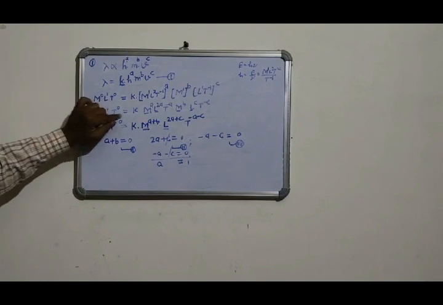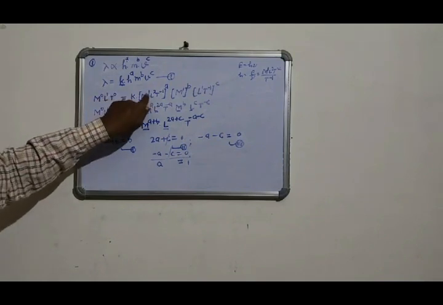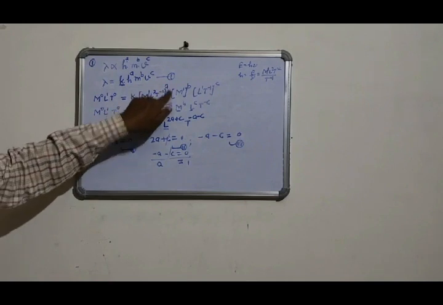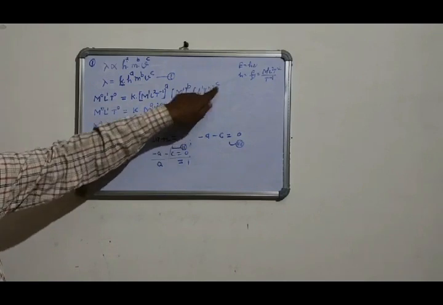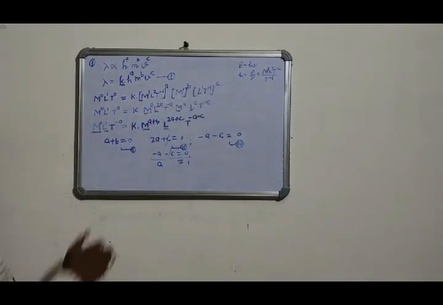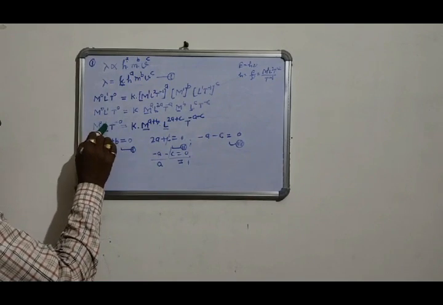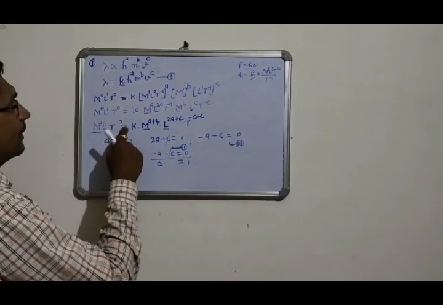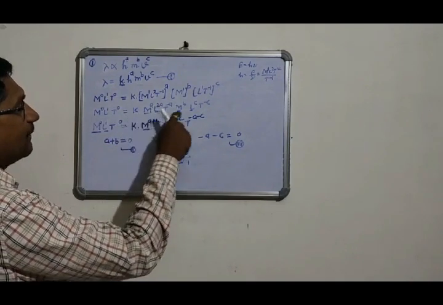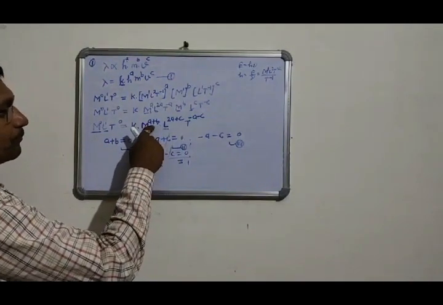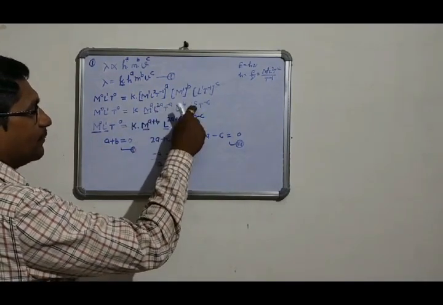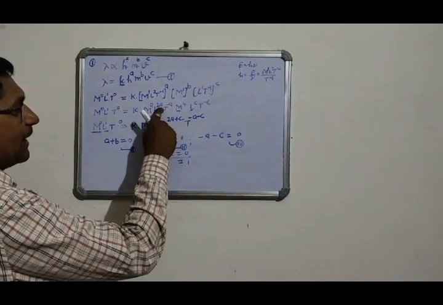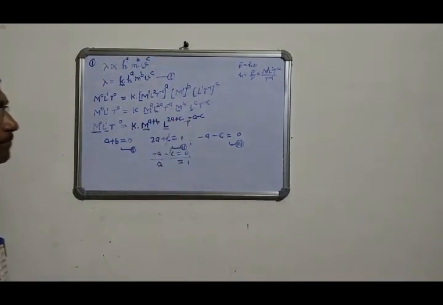So M0 L1 T0 equals K, M to the a, L to the 2a, T to the minus a, times M to the b, times L to the c, T to the minus c. Here the bases of M are equal, so the powers are added: a plus b. The bases of L are equal, so the powers are added: 2a plus c. And for T, minus a minus c. The bases are equal, so the powers should be added.